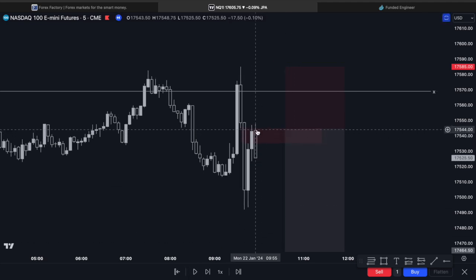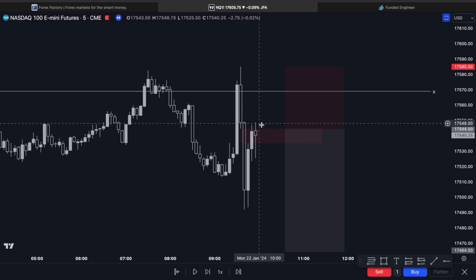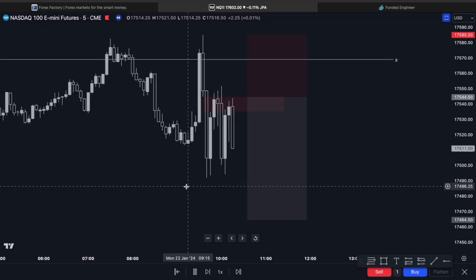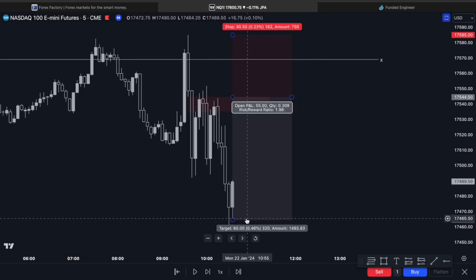Okay, so we've been tagged in here. The bodies are respecting the fair value gap as it's failing to close above. Yes, the wicks are going above, but that doesn't really matter too much. And your take profit would have been there.